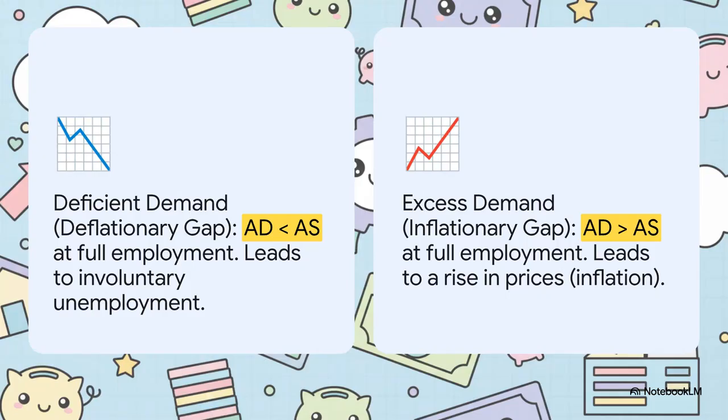The easiest way to think about this is like a car. Deficient demand is like trying to drive with the handbrake on. The engine's running, but you're not going anywhere fast, and you've got unemployed resources. On the flip side, excess demand is like redlining the engine in first gear. You're moving, sure, but the engine is overheating, and you're about to cause some real damage.